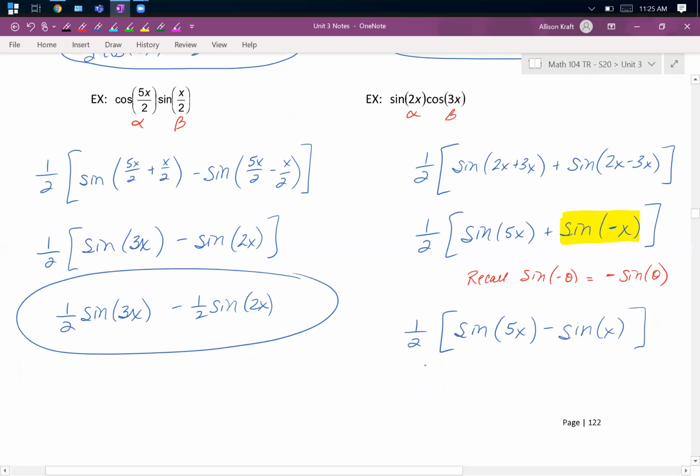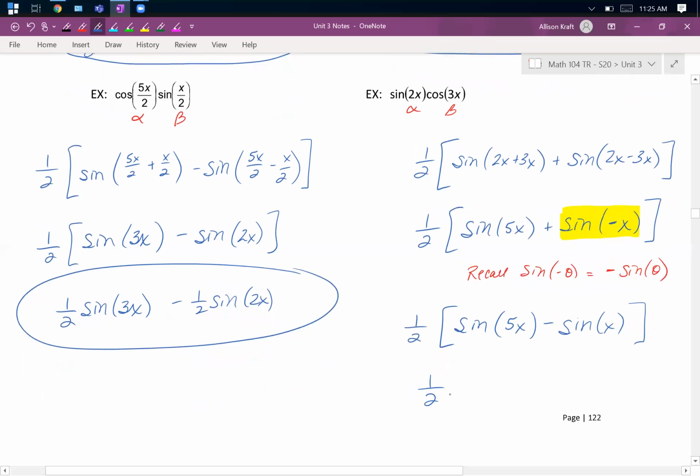And then we'll distribute our 1/2. We get 1/2 sine of 5x minus 1/2 sine of x.